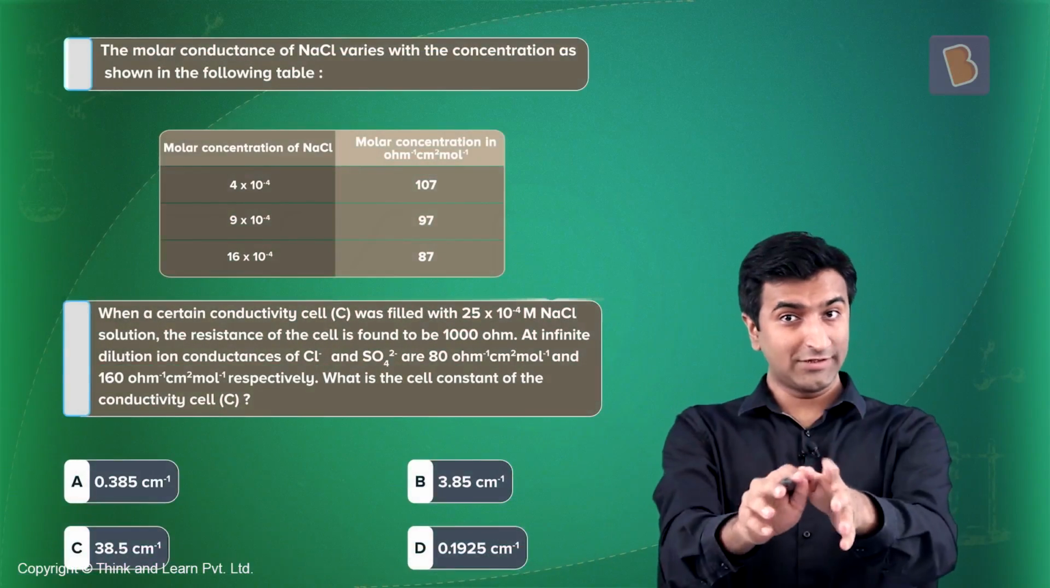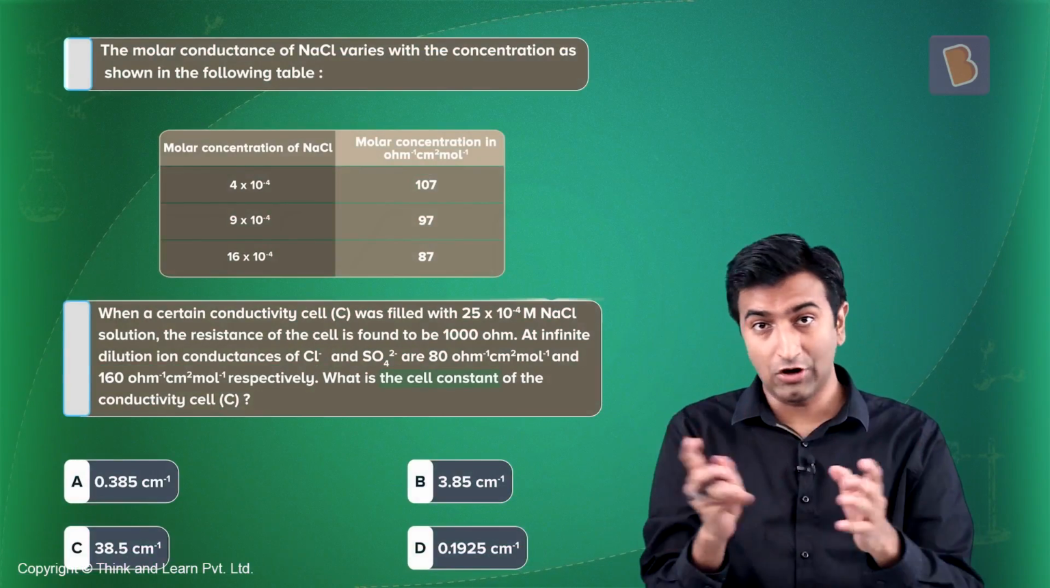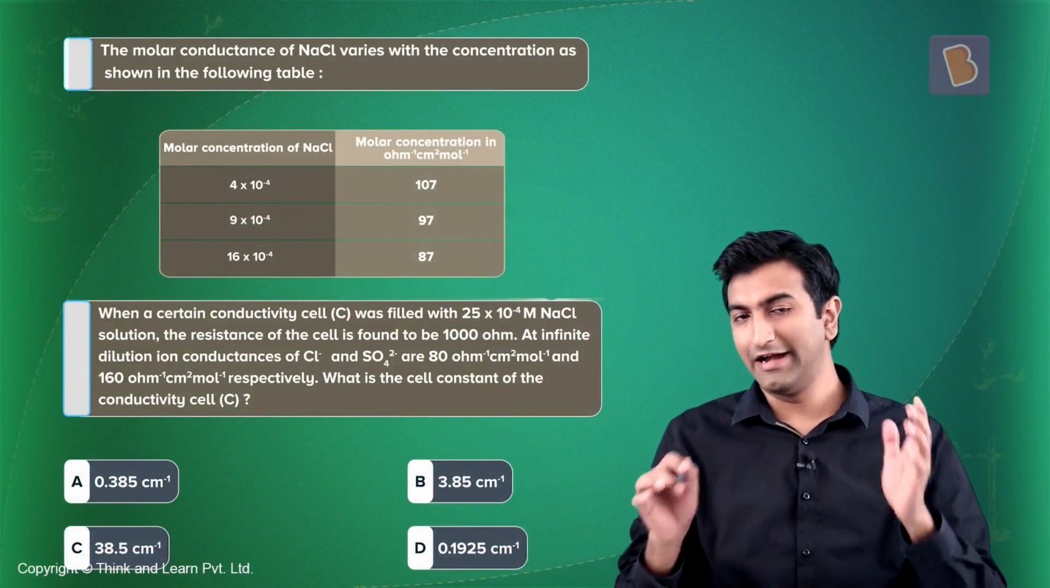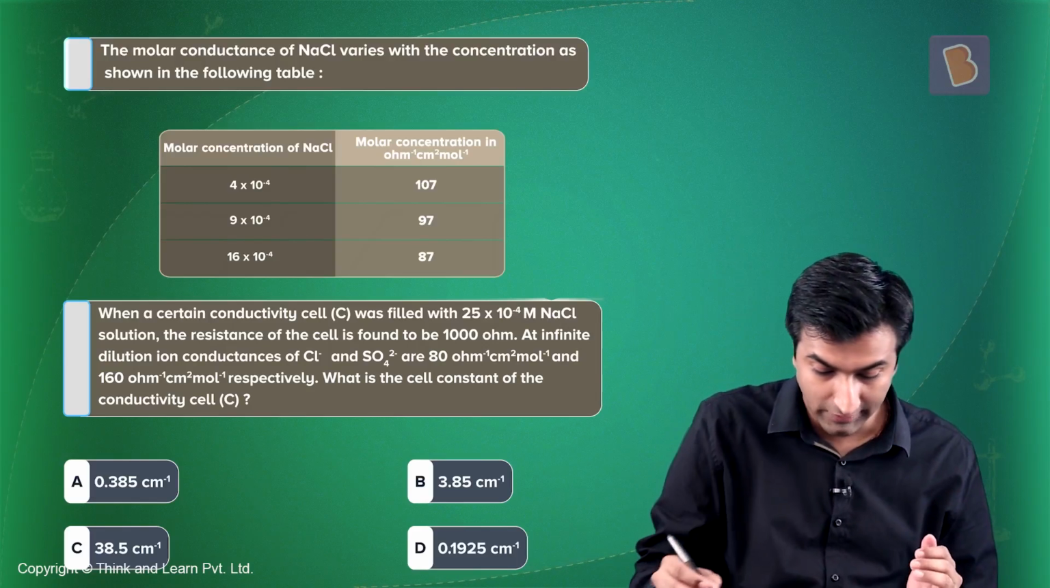Okay, so this is the second question from the whole paragraph. It's linked, yeah? We need to find the cell constant for this entire setup that's given to us. So, a lot of data given. Which one do we need? What data do we need specifically to get started?